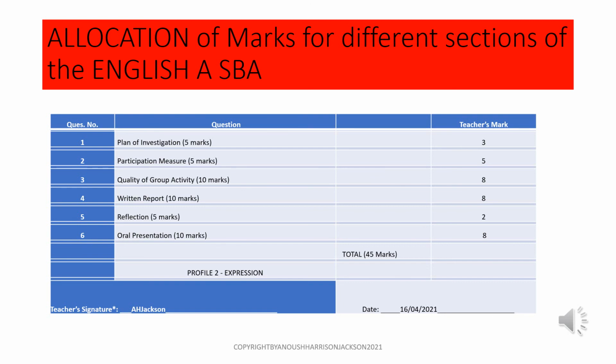Written report is 10 marks. Remember also that the written report is one report for all members of the group. All members of the group should have the same report, and that's 10 marks. Reflection, although you have reflections 1, 2, and 3, it's just given 5 marks, okay, right? And then the oral presentation, 10 marks.